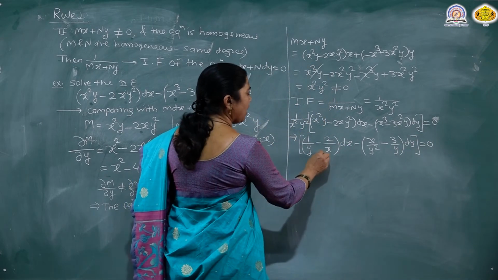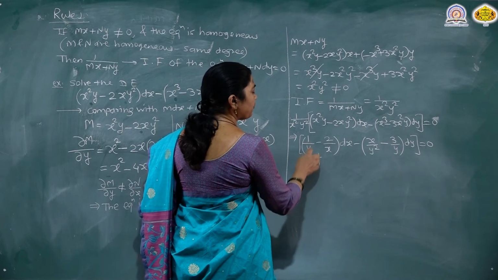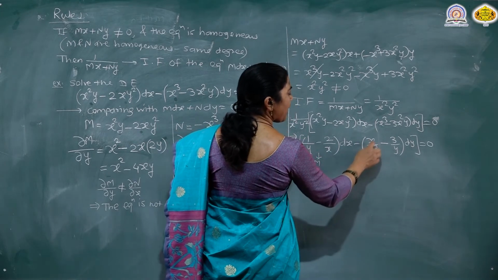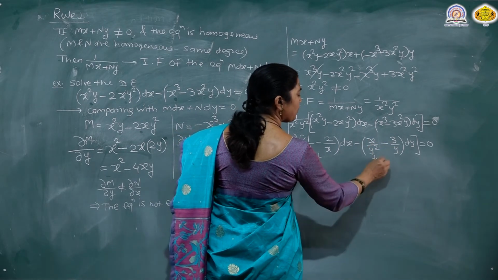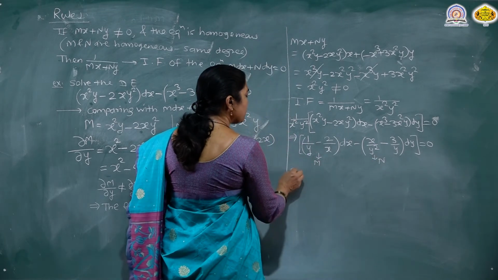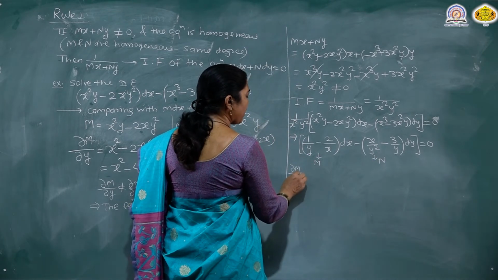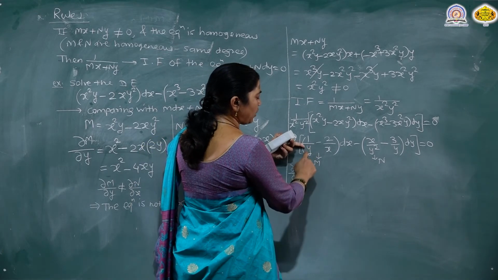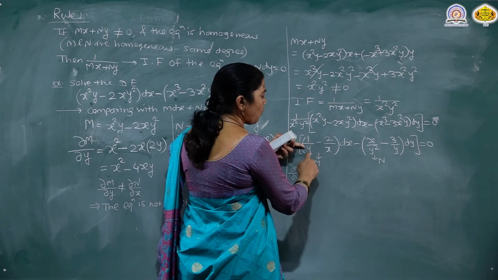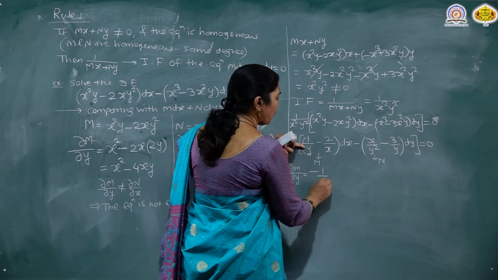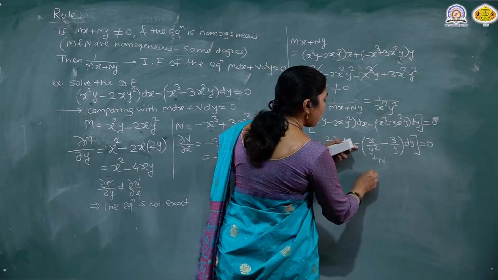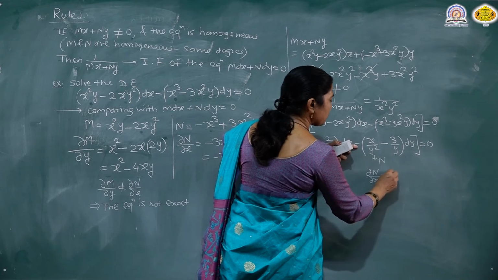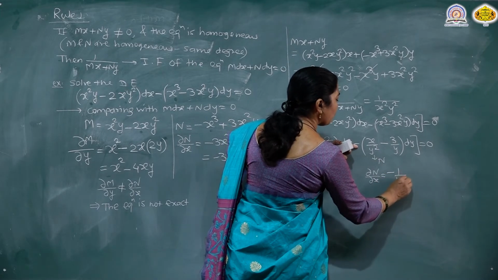Now observe that this is M, 1 upon y minus 2 upon x, and this is N, minus x upon y square minus 3 upon y. If you observe, see what is ∂M/∂y. You are differentiating with respect to y, so the derivative of 1 upon y is minus 1 upon y square. And if you consider ∂N/∂x, treating y constant, it is also minus 1 upon y square.